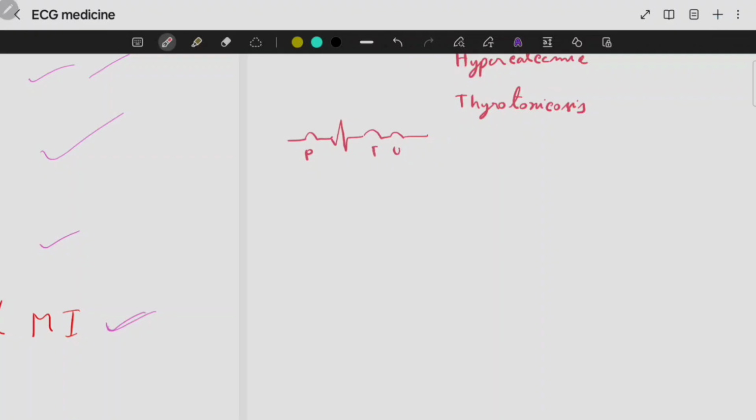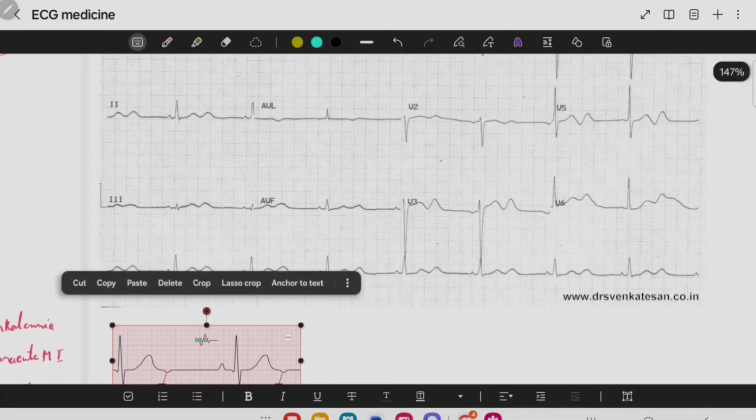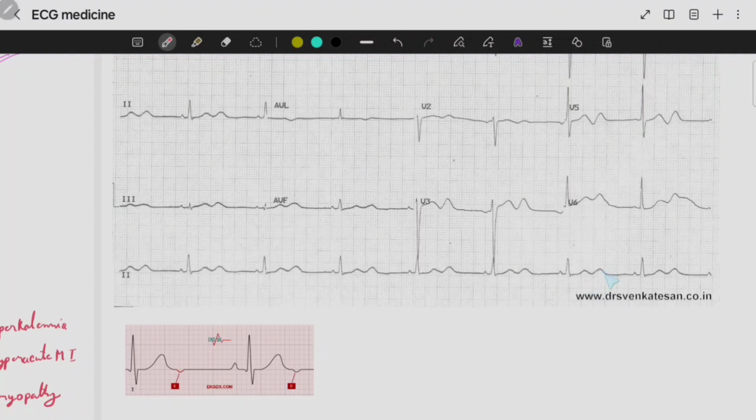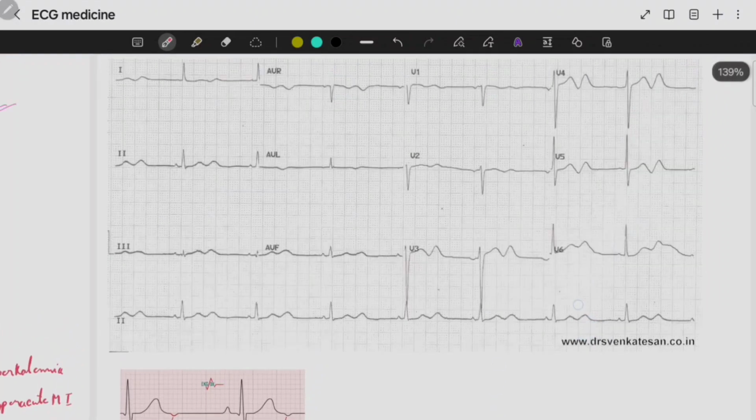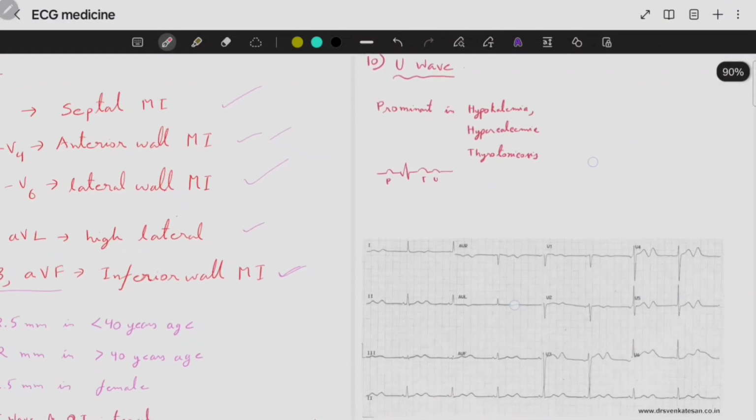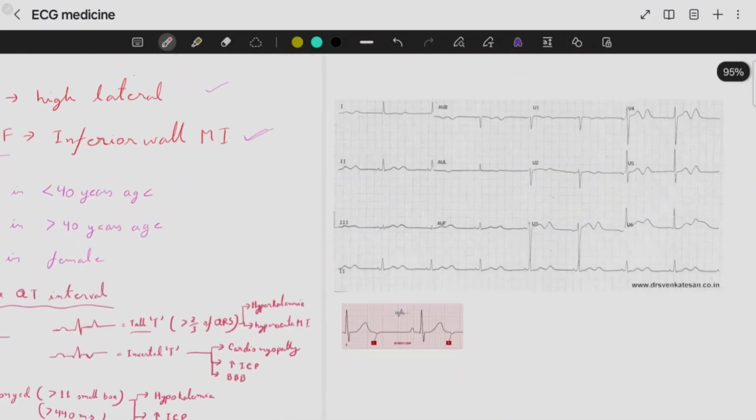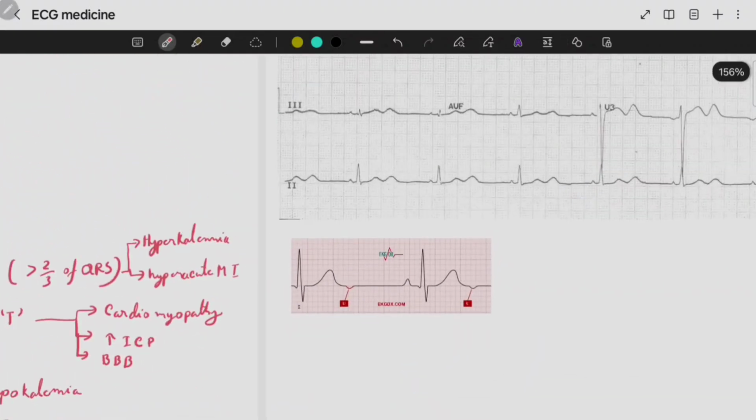Okay, see in the ECG. Now see this. This is the U wave. Okay, this is the U wave. So it is a typical finding of hypokalemia. Then you can see this type of U wave also, inverted U wave. The inverted U wave is seen also in MI or left ventricular volume overload.